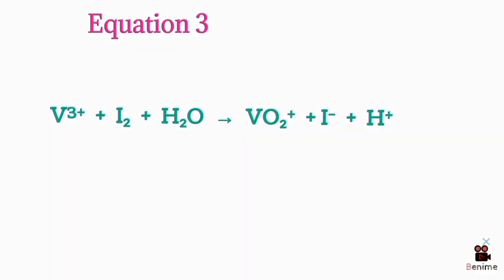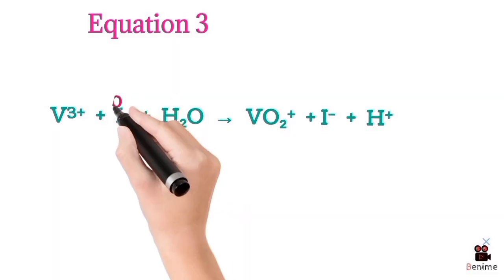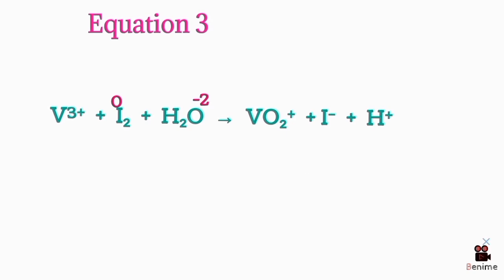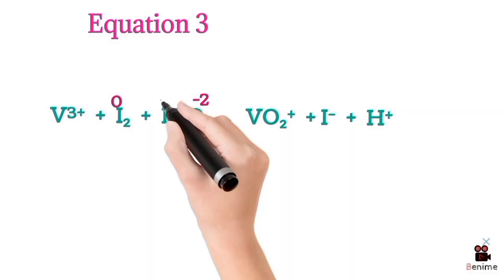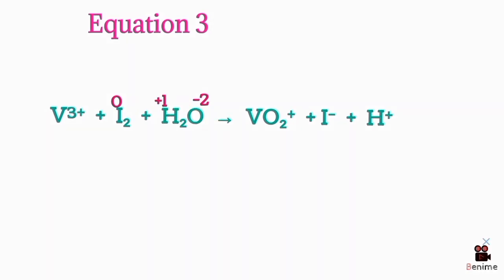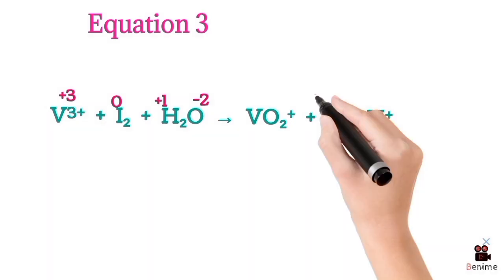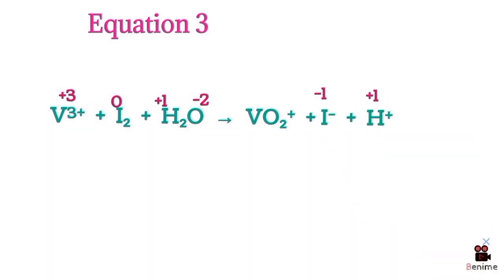Equation number 3. V3+ reacts with I2 and H2O to form VO2+, I- and H+. According to the rules, the oxidation number of a free element is 0. So, the oxidation number of I2 is 0. The oxidation number of oxygen is -2. The oxidation number of hydrogen is +1. In ions, the oxidation number is equal to the charge on the ion. So, the oxidation number of V3+ is +3. The oxidation number of I- is -1. The oxidation number of H+ is +1.